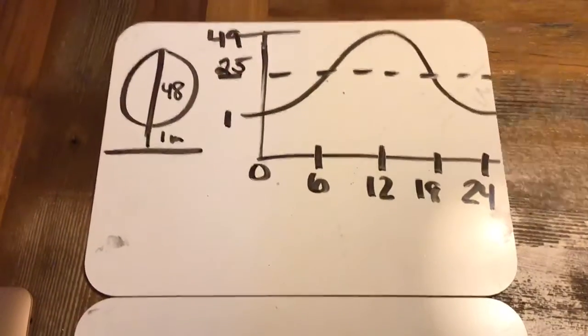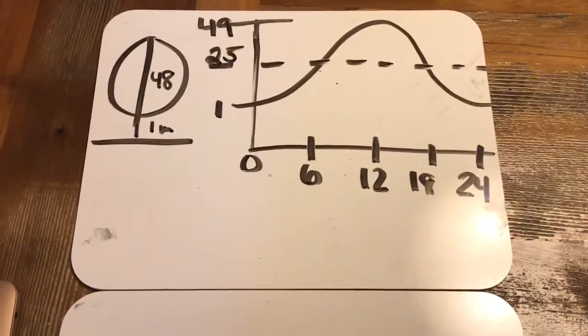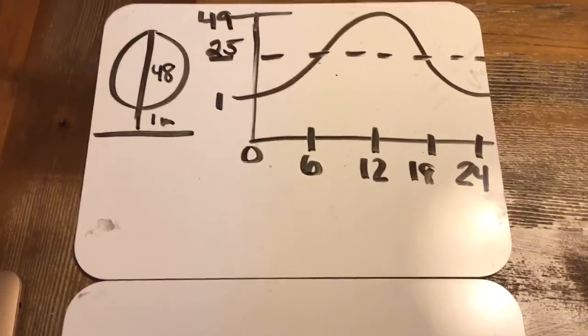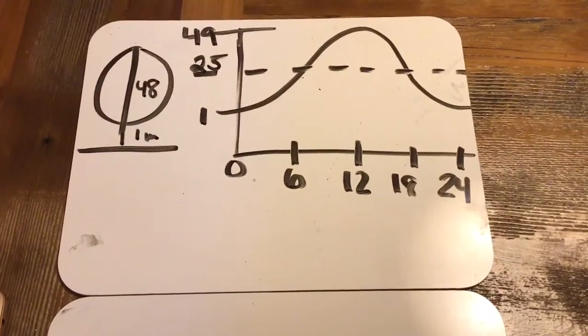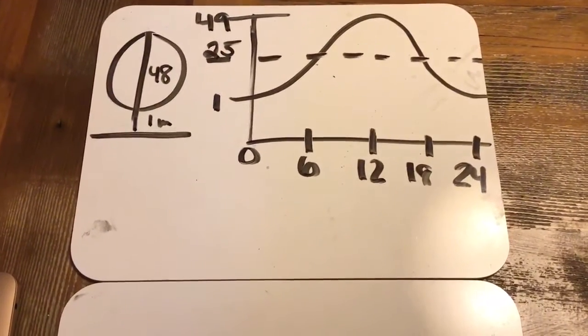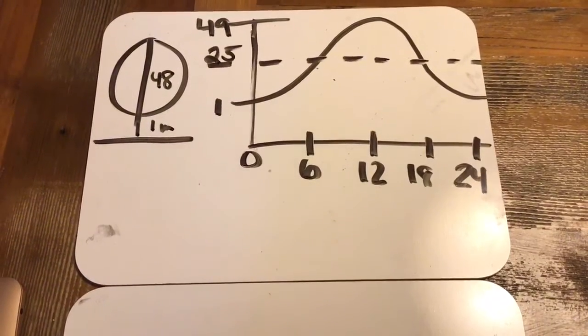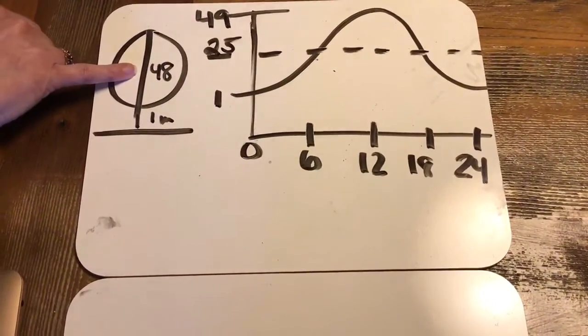Okay, so number one from the word problems is a Ferris wheel problem. As you can see, I already drew a picture and my curve. This Ferris wheel says that it has a radius of 24 meters, which means that the diameter is 48.